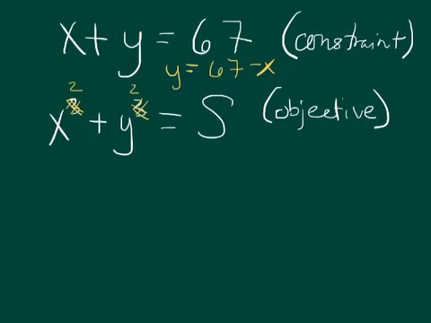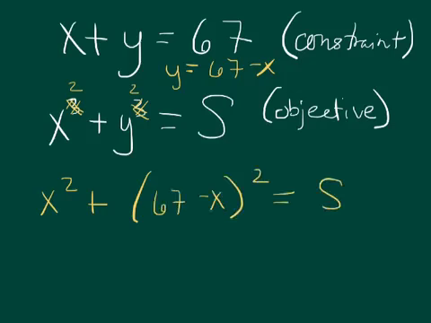Now, go ahead and plug that in for y. So we have x squared plus (67 minus x) squared equals s. So again, we're taking this quantity, we're plugging it in for y.